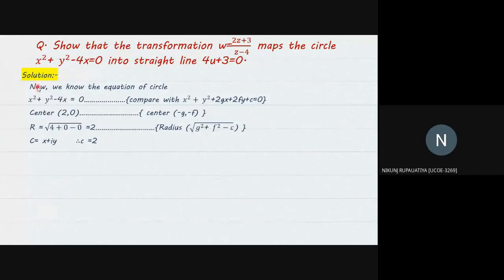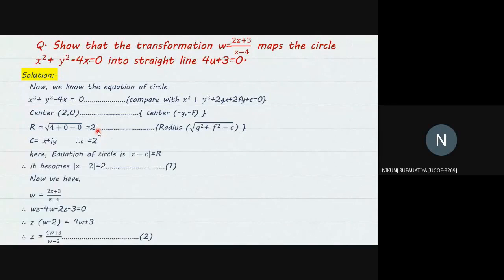So here in the question we have been given the circle equation, that is x square plus y square minus 4x equals 0. From this equation we get the center, that is 2 comma 0, and the radius equal to 2. As you know, the center in complex form is x plus iy, that is c equals 2. Now proceeding with the complex equation of the circle, that is modulus z minus c equals r. By putting the values, it becomes modulus z minus 2 equals 2.